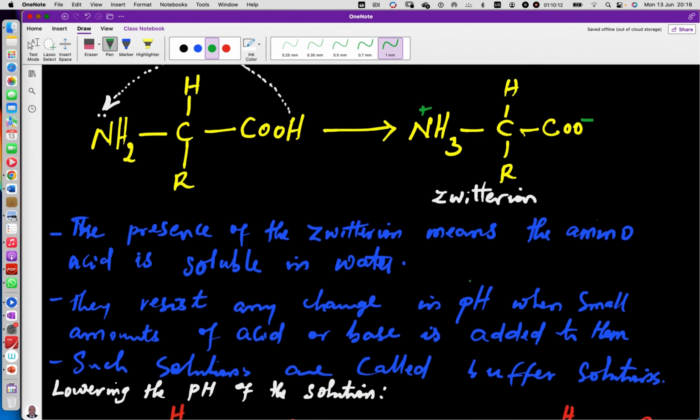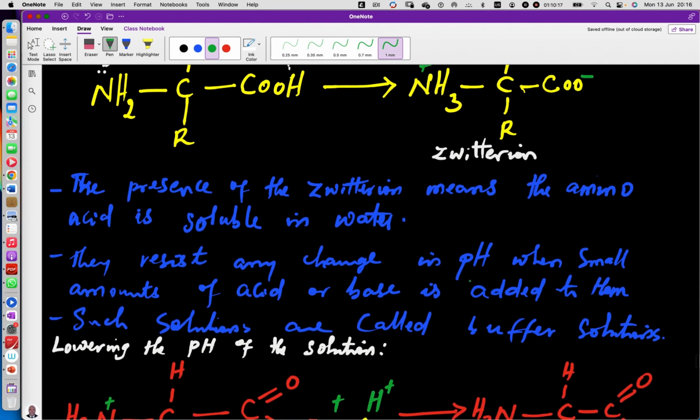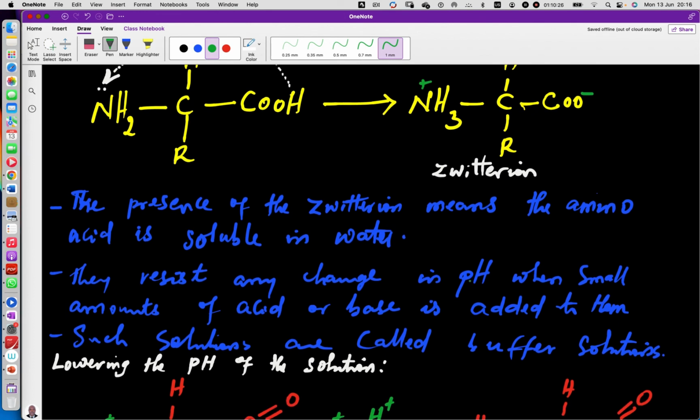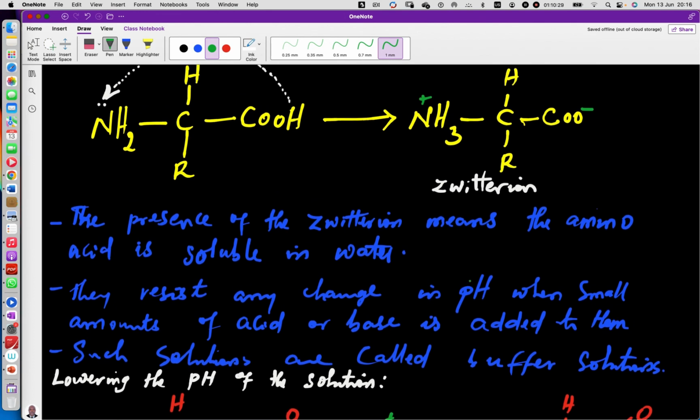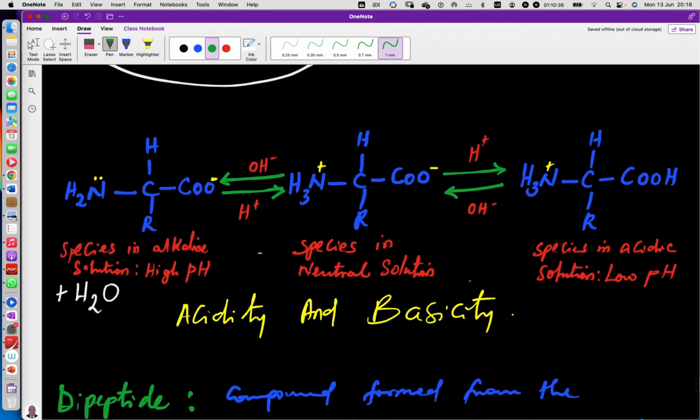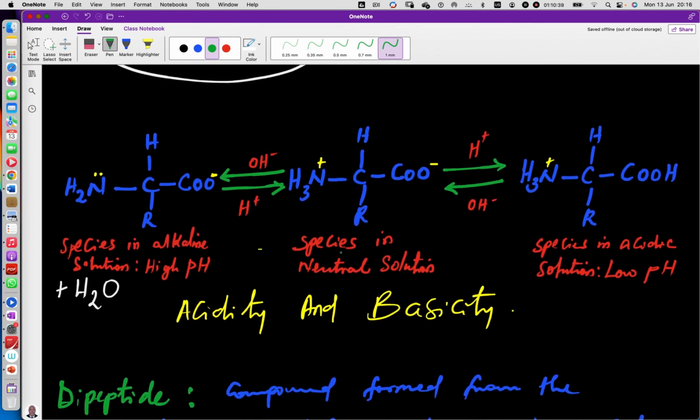And I said that the presence of the zwitterion means that the amino acid is soluble in water. And I said that this zwitterion in solution can resist any change in pH when a small amount of acid or base is added. And that's how I showed it right here. The zwitterion in solution is neutral. It can resist any change when a small amount of acid or base is added.